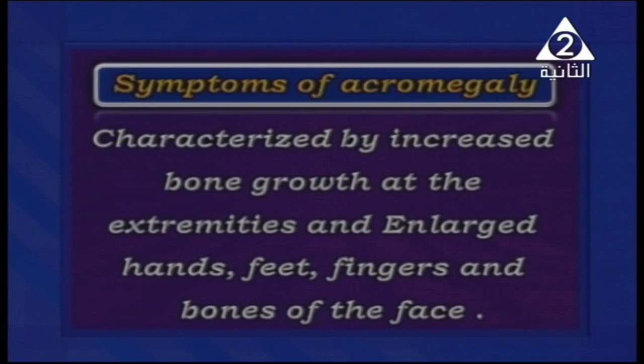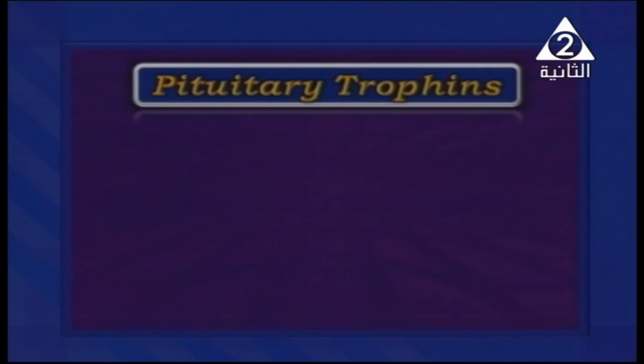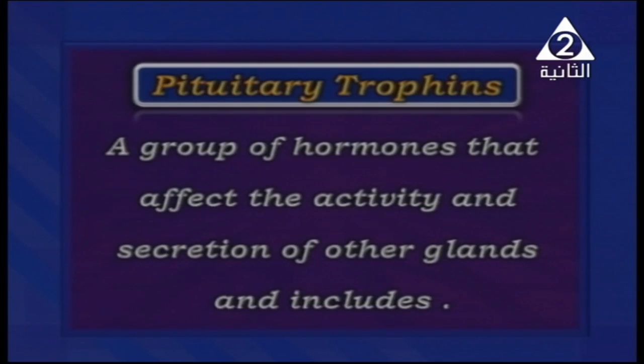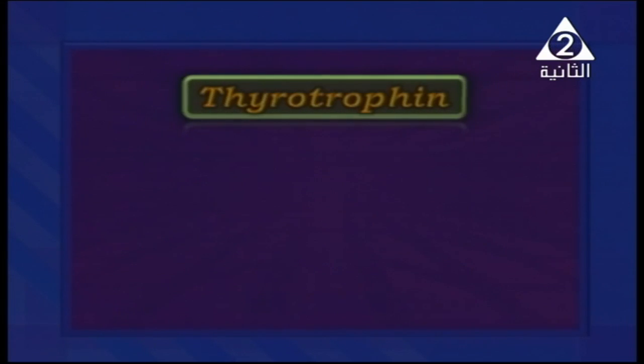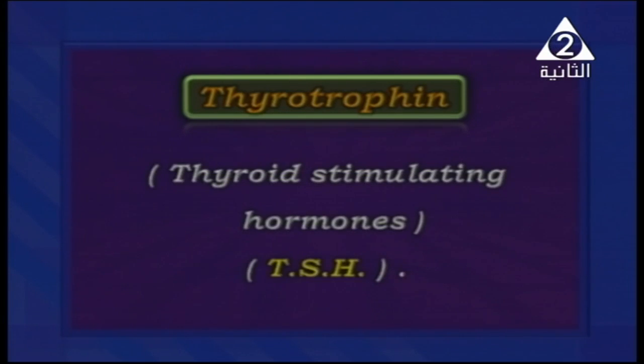After that, we have a group of hormones. They are called pituitary trophins. Pituitary trophins are a group of hormones that affect the activity and secretion of the other glands, and they include what? Thyrotrophins. They include thyrotrophins, and what does it mean? It means thyroid stimulating hormone, or TSH.